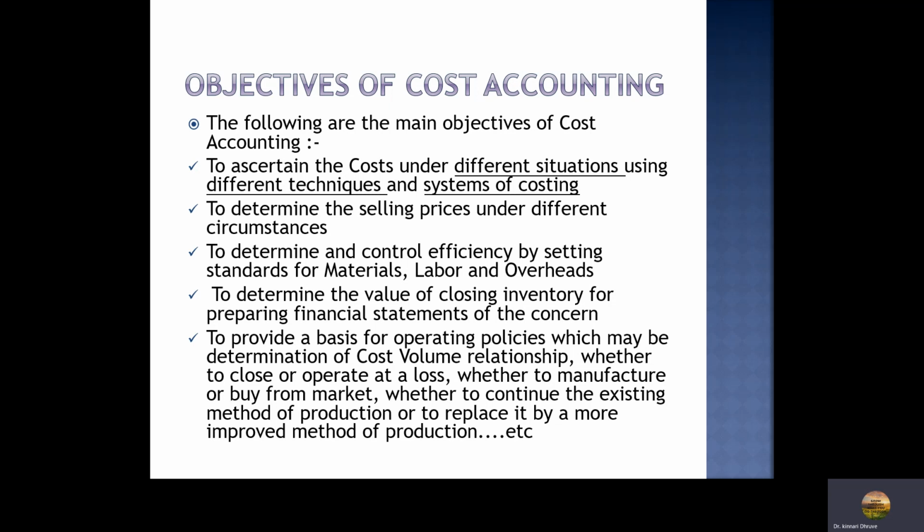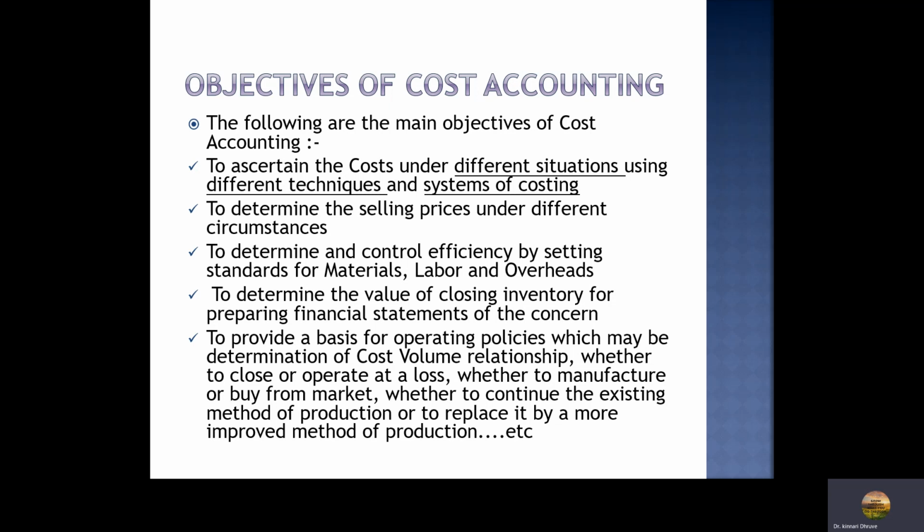While in a service industry, you cannot physically count the number of units of production, but you know what the unit of service of the service provider is. So different situations here means the nature of the business of the firm. For both industries, manufacturing and service, the cost ascertainment differs. Now, using different techniques and systems, here two words are used: costing techniques and costing system.